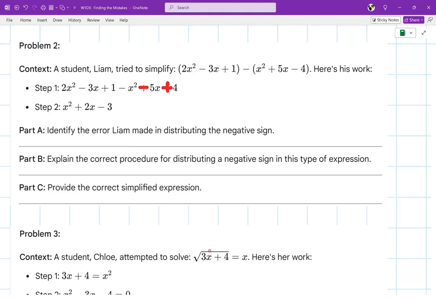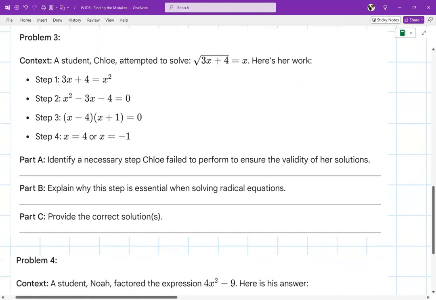So it says identify the error made in distributing the negative sign. Well, we just did. It should be a negative 5x and a positive 4. Explain the correct procedure for distributing. I mean, you can actually write it out. Negative x squared minus 5x plus 4 for this one. Provide the correct simplified answer. So you just fix it. Okay, so we're not going to do that. But you guys would just fix it. So once I put the minus and the plus there, you can rewrite the problem. Okay, simplify it.